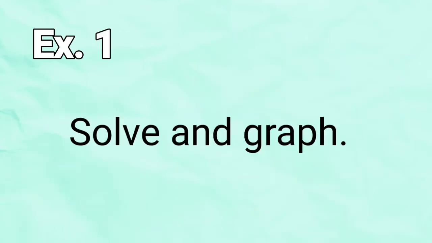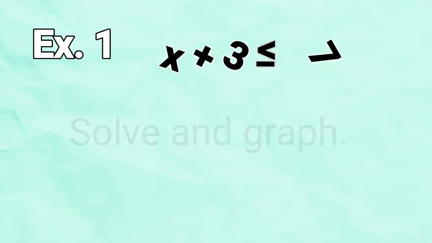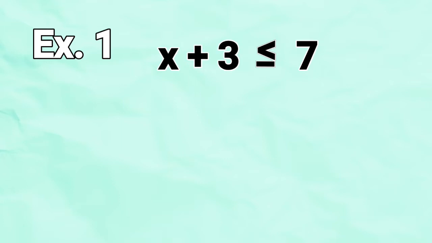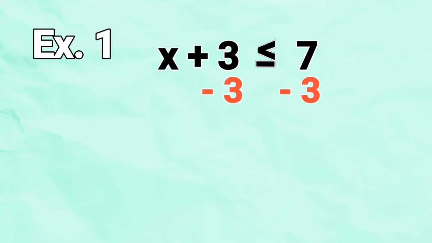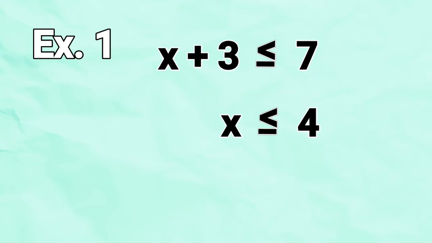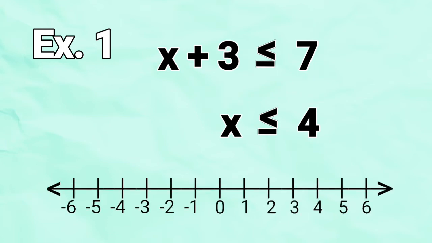For example 1, we want to solve the inequality and graph the solution on a number line. We have x plus 3 is less than or equal to 7. So just like we would an equation, we want to isolate the variable. So I'll start by subtracting 3 from both sides of the inequality. And we're left with x is less than or equal to 4. Since 4 is included in the solution, we use a closed circle on 4, and then we graph all the values less than 4 on the number line.